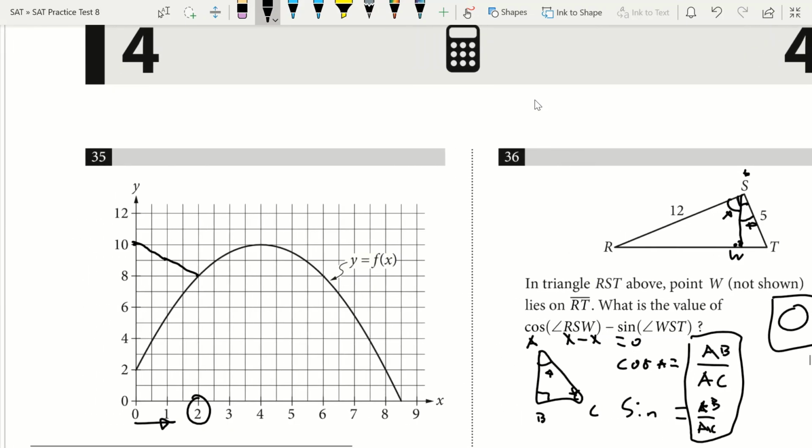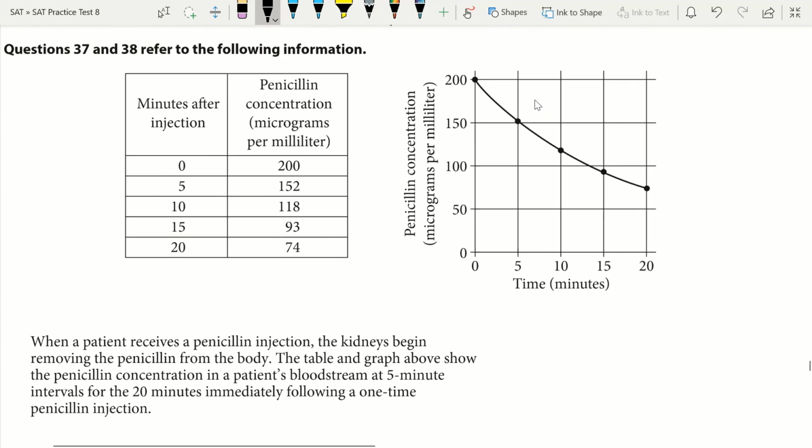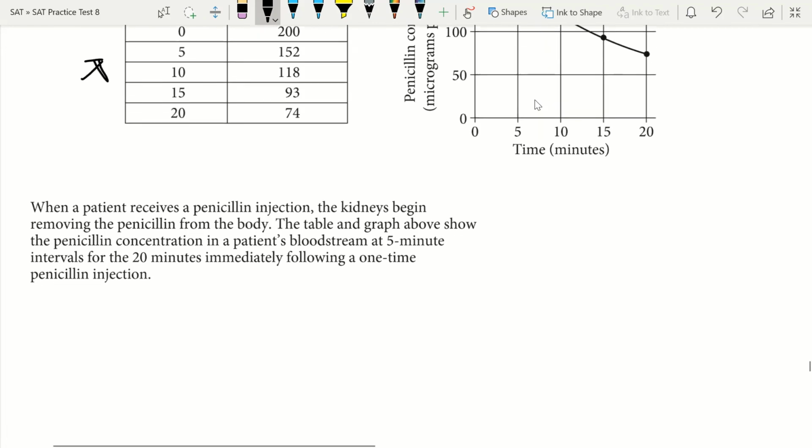All right, question 37. All right, I'm given a bunch of information with a data table. I'll read it. When a patient receives a penicillin injection, the kidneys begin removing the penicillin from the body. The table and graph above show the penicillin concentration in a patient's bloodstream at 5-minute intervals for the 20 minutes immediately following a one-time penicillin injection.